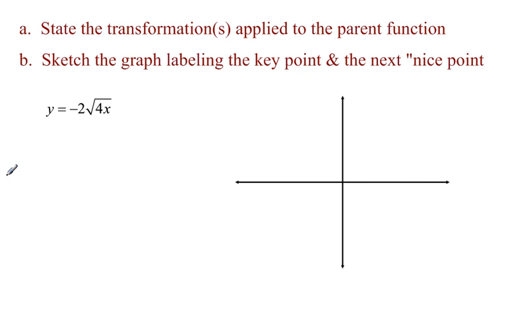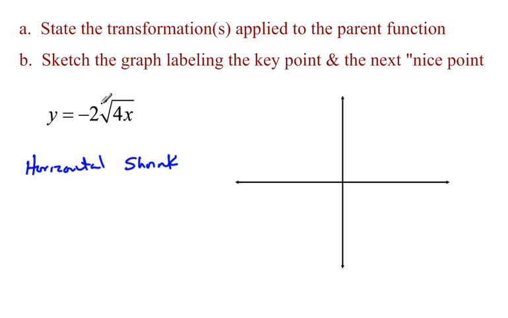All right, let's try one last one. So in this one, the first thing we have on the inside is this 4, and that 4 is going to be a horizontal shrink. And then on the outside we have a vertical stretch. And let's just label these. The horizontal shrink is going to divide by 4 because we're multiplying by 4. The vertical stretch is going to multiply by 2. And then we can see that we're also going to flip this over the x-axis.